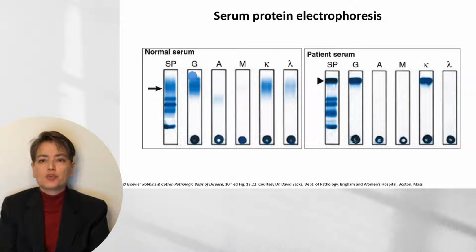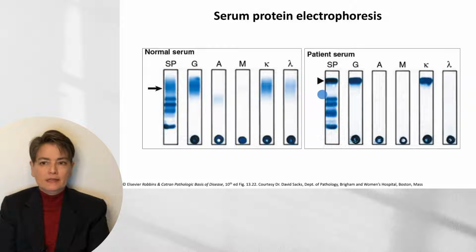So in a healthy individual, you can see you have nice polyclonal IgG. You have a small amount of IgA. And then we don't really see much IgM. We have a stronger kappa than lambda, but both are expressed. So this is a very typical appearance.